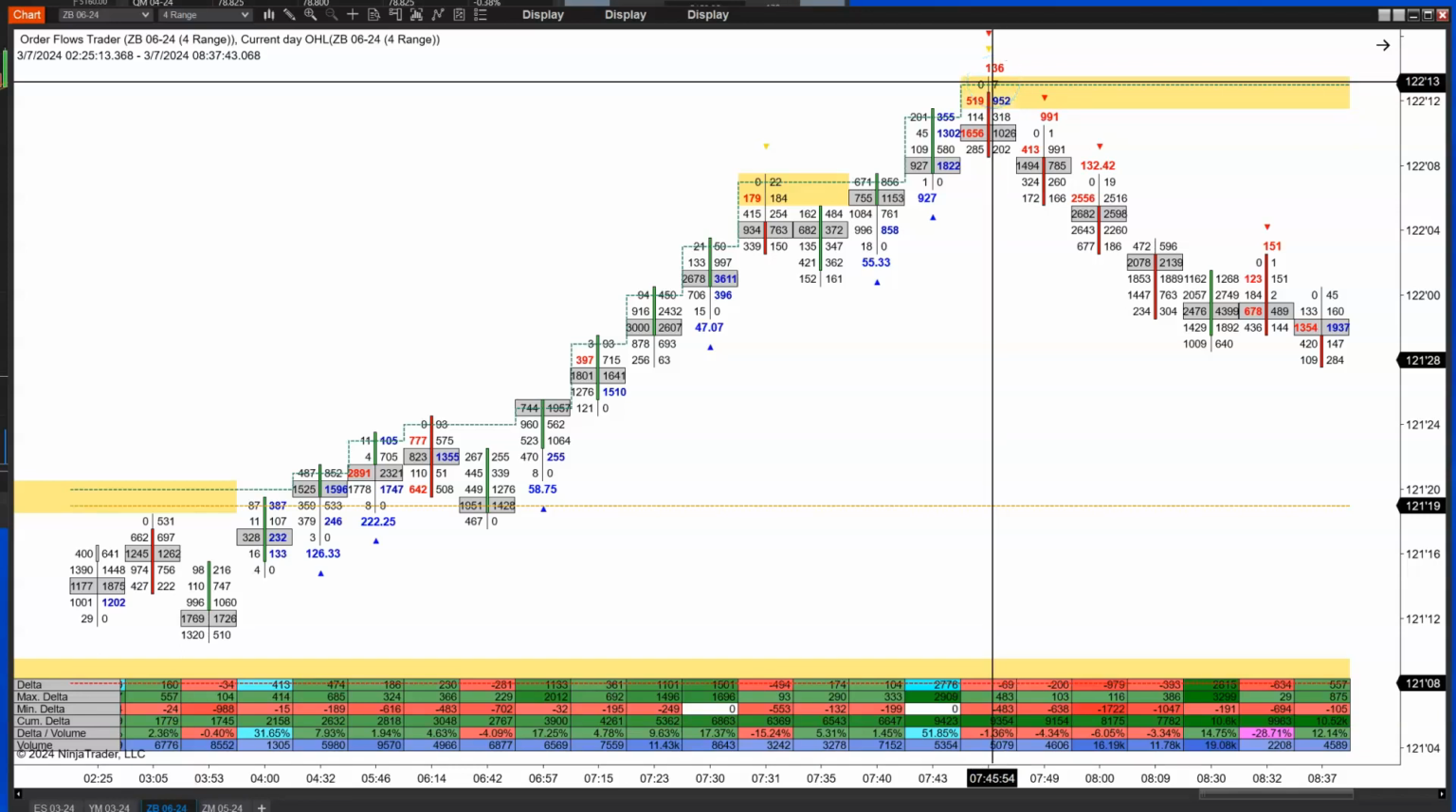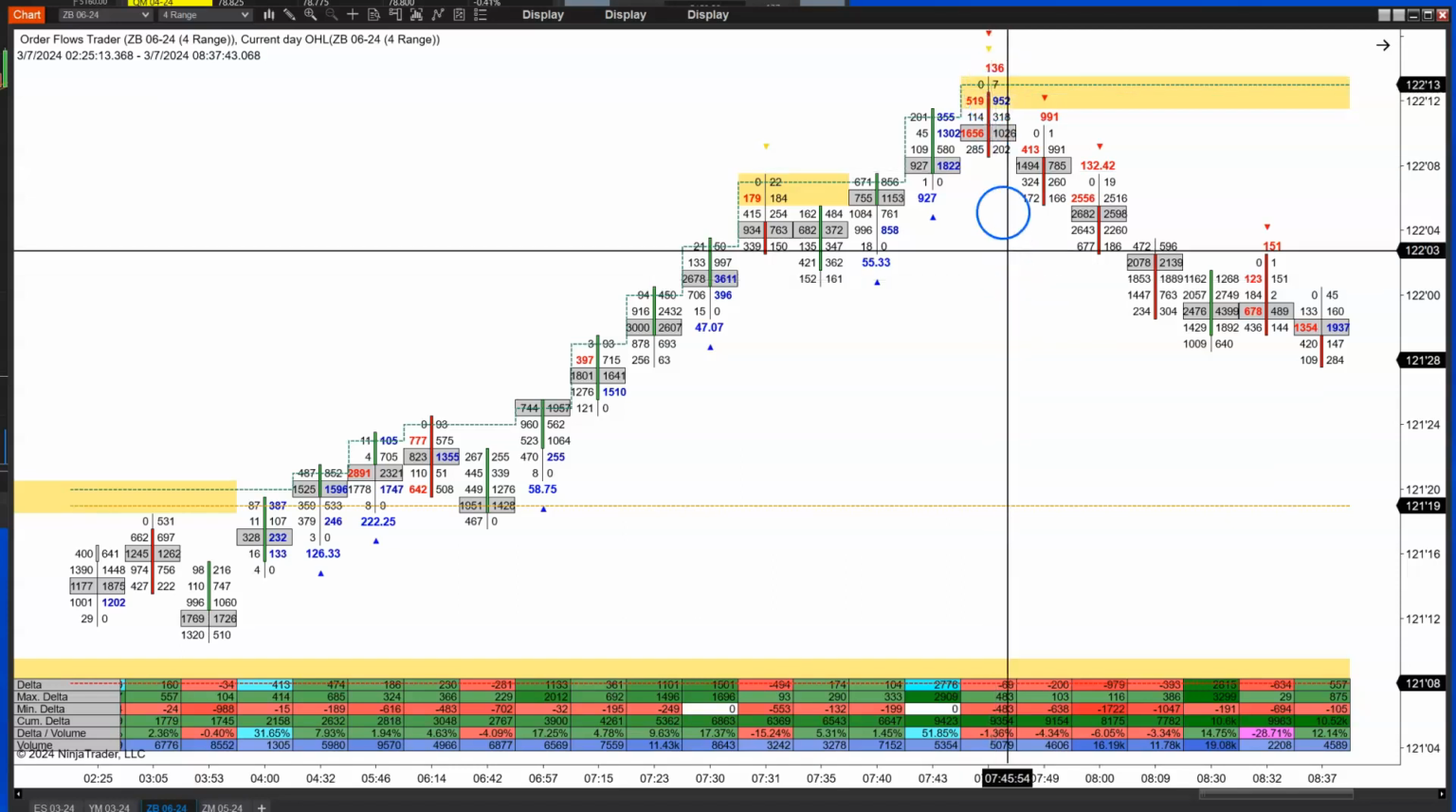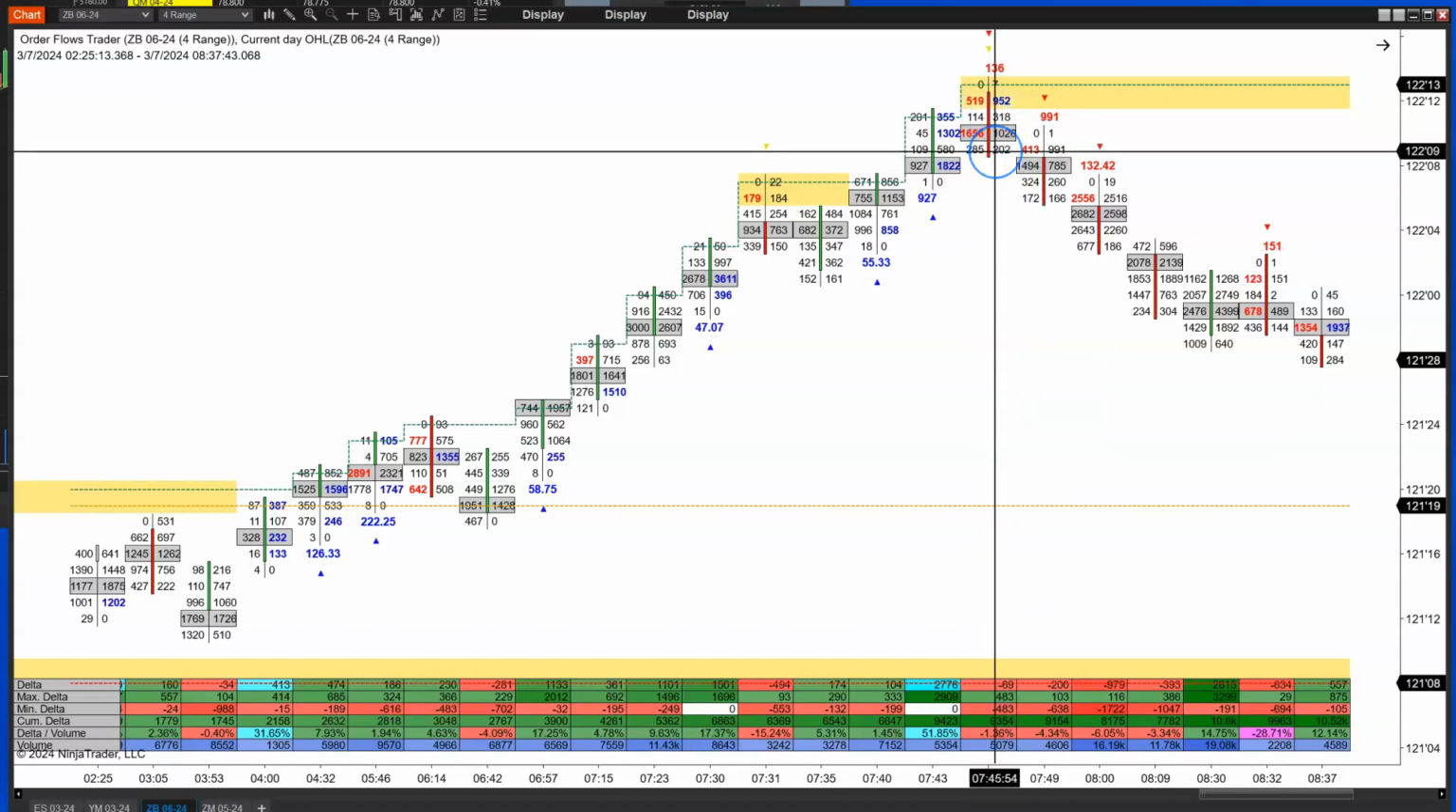At the high. Not only that, but I got aggressive sellers coming in because I know I got negative delta. That's what's causing the divergence, right? The negative delta at the new high.